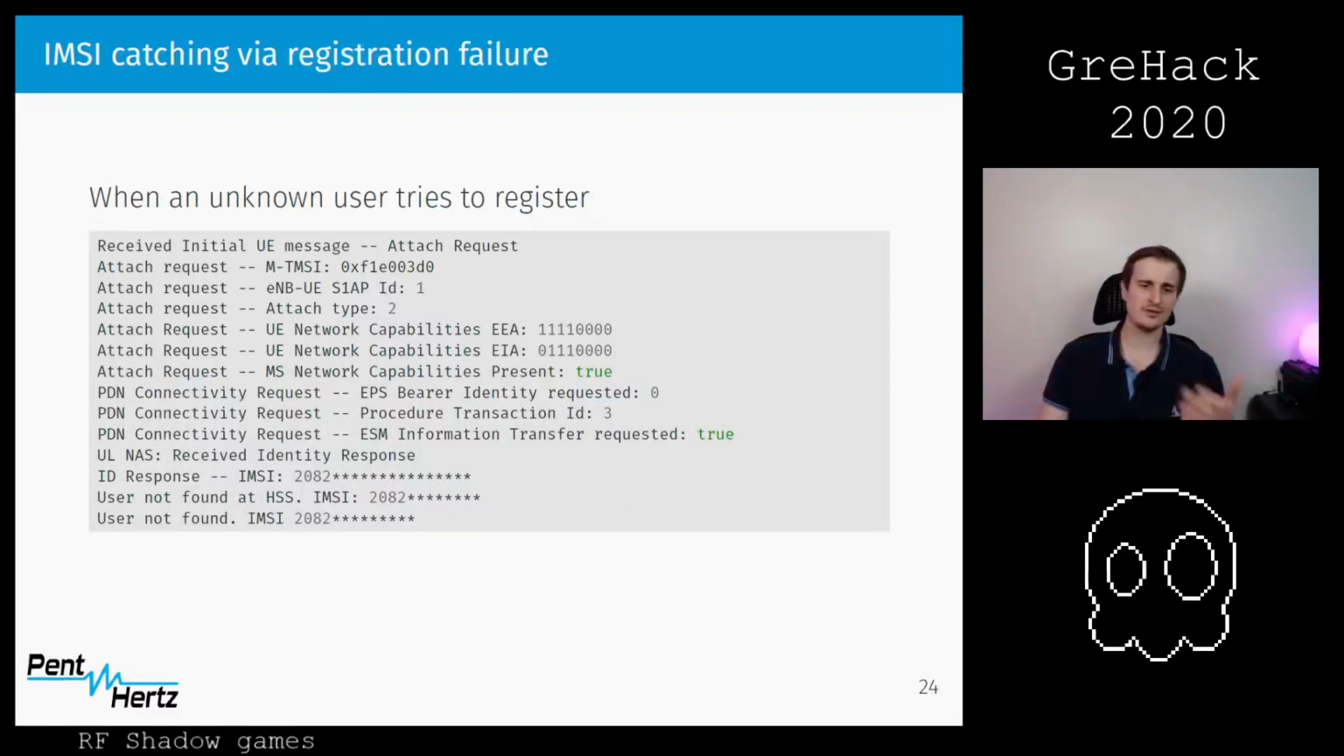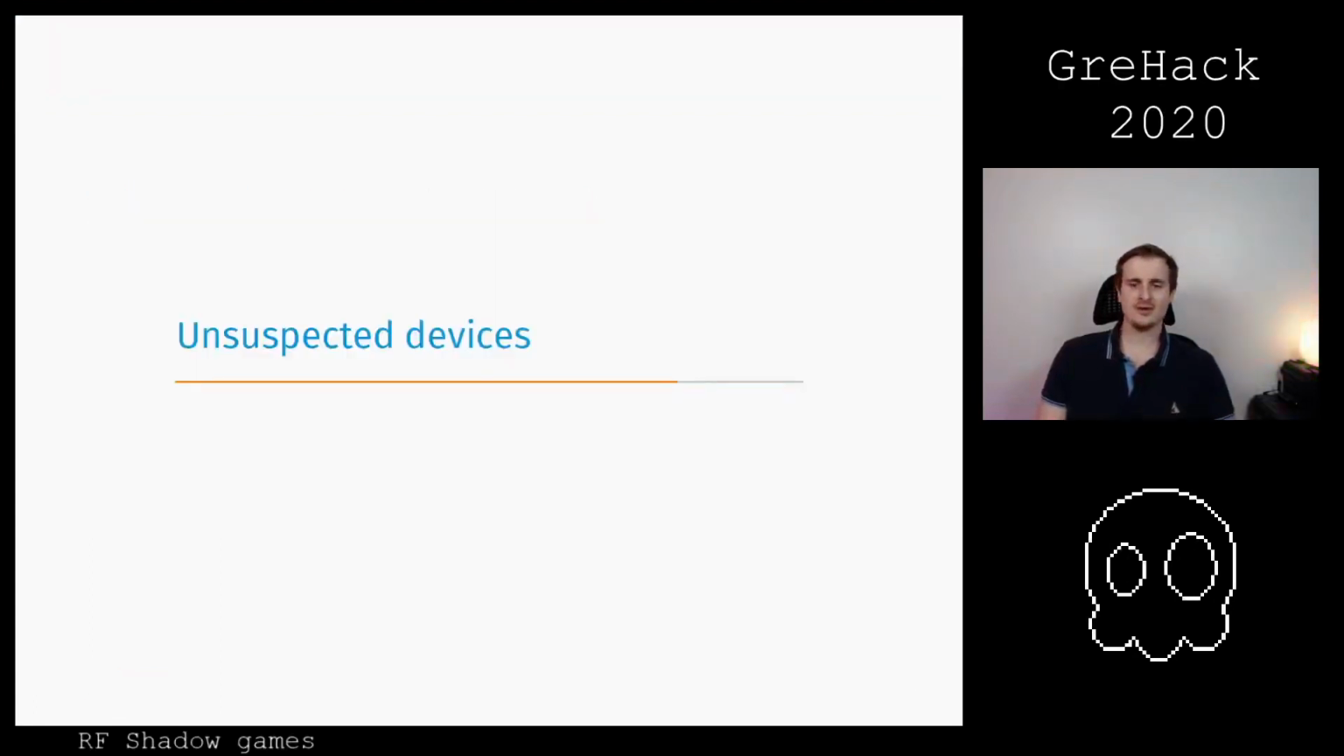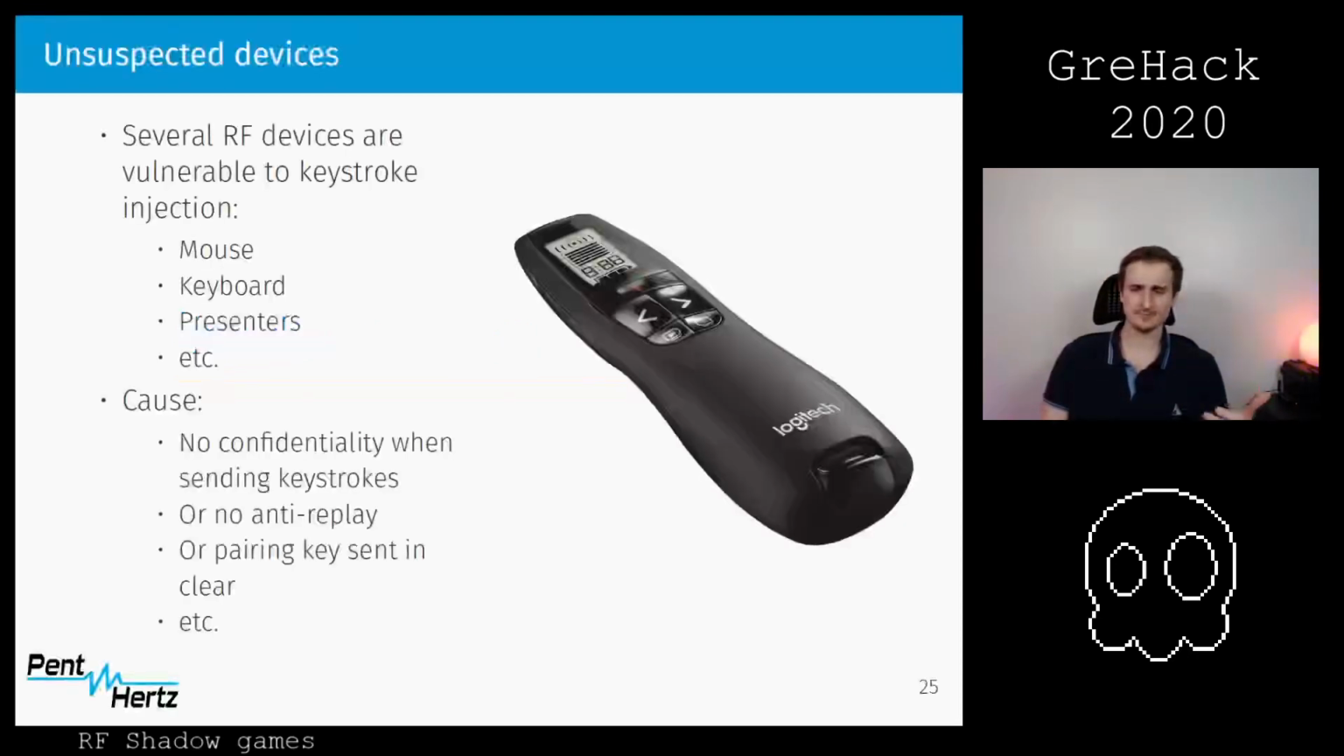And in 4G, you can also do the same, but you will just try to catch the MSI and see if there's an MSI that you don't know around. There are also unsuspected devices, and unsuspected devices are more difficult to predict because a lot of people use, for example, wireless keyboards, wireless mice, etc.